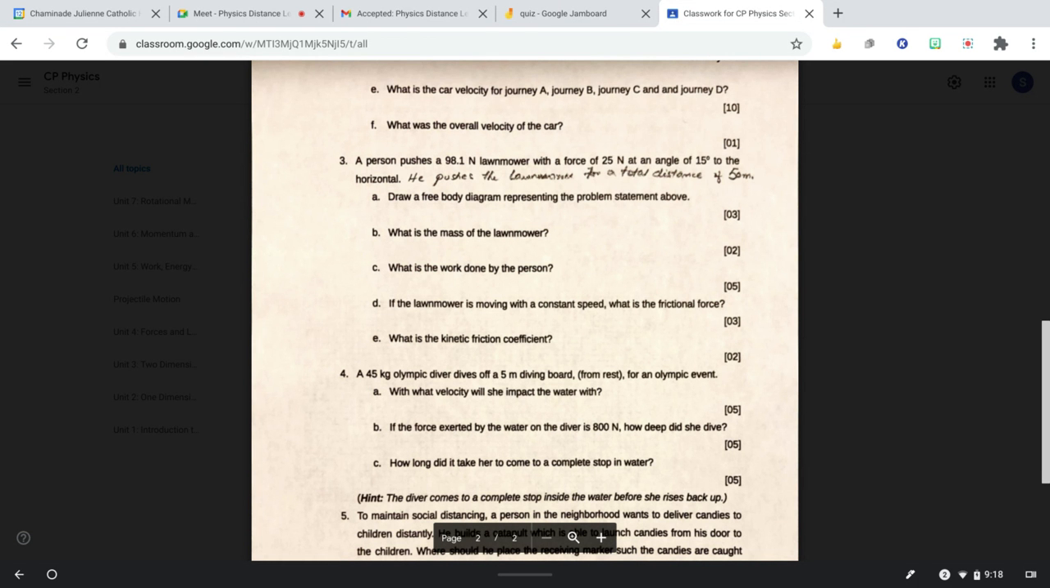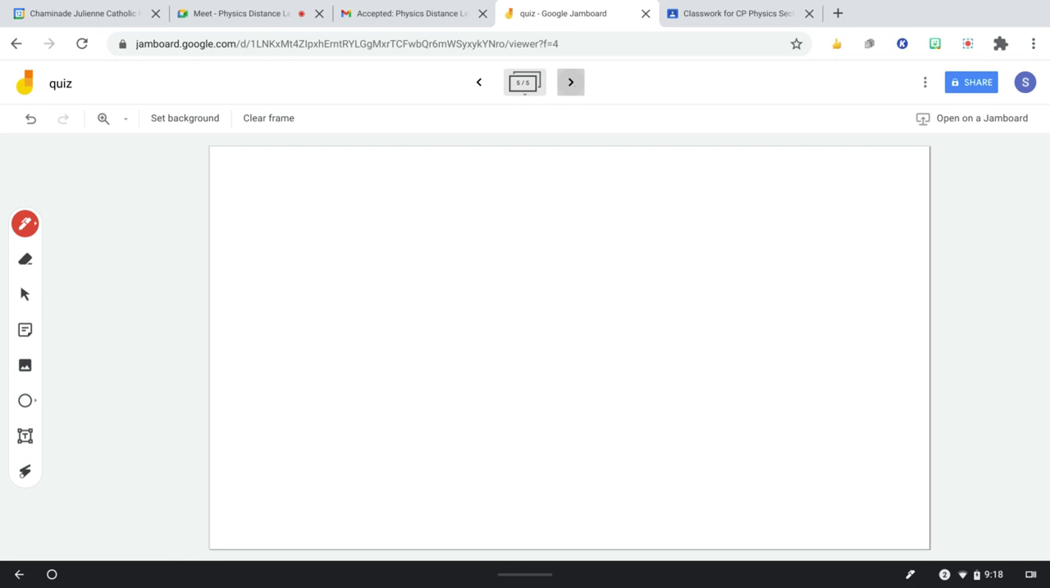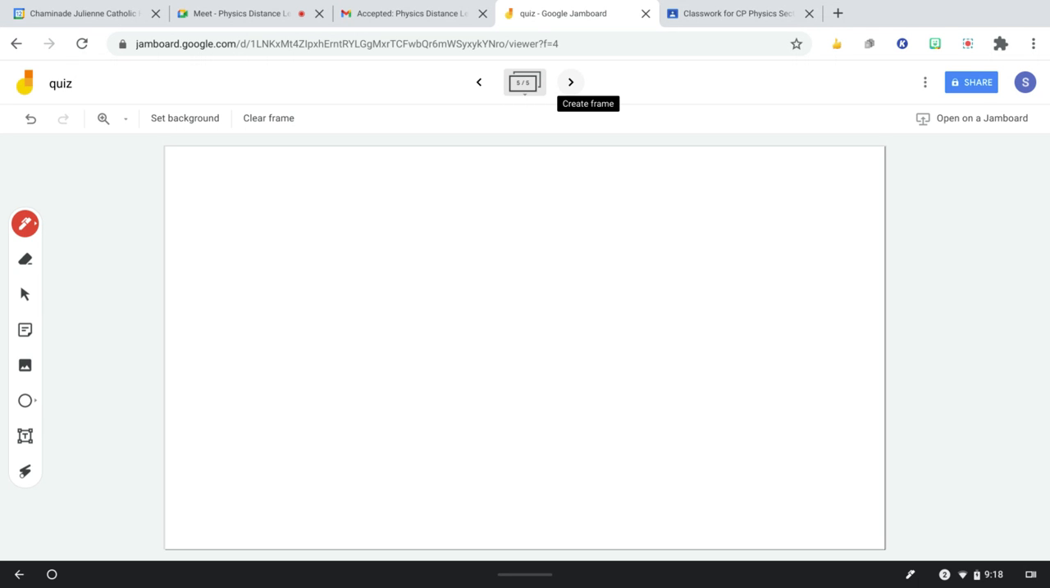Okay. For part D, if the lawnmower is moving with a constant speed, what is the frictional force? Now, recall what we talked about in our frictional lab. If the object's moving at a constant speed, that means there's no net acceleration acting on the object. That means that your net force is going to be equal to 0 newtons. What that means is that the forces acting on the object are in balance. If your F net equals 0 newtons, then your forward force is equal to your frictional force.